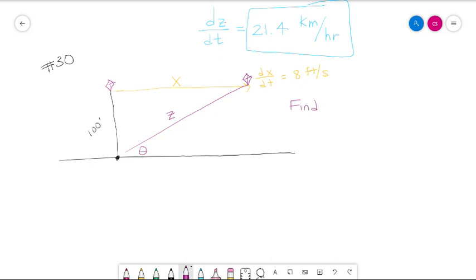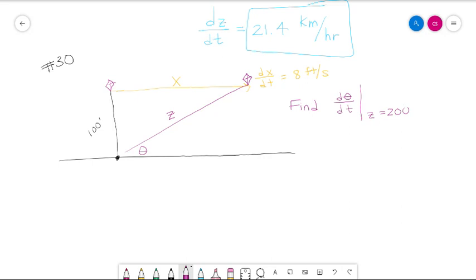And so now we want to find how that angle is decreasing, right? Because as more string lets out, this angle is going to get smaller and smaller and smaller. All right, and we're going to figure it out when 200 feet of string have been let out. And the length of the string is z.